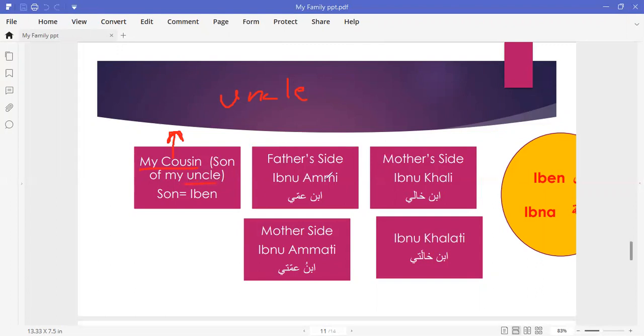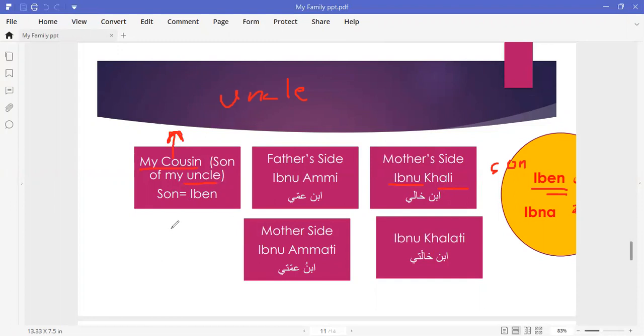So it's ammi, okay? Son means ibn. Son means what? Ibn. If it's a son, it's ibn. So it becomes ibnu ammi. Ibnu ammi. Let's take the uncle from the mother's side. Mother's side, my uncle is khali. It's khal. Mother's side, khali. Son, it's ibnu khali. Okay.